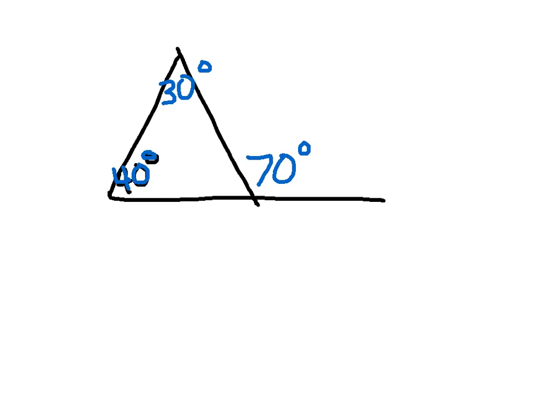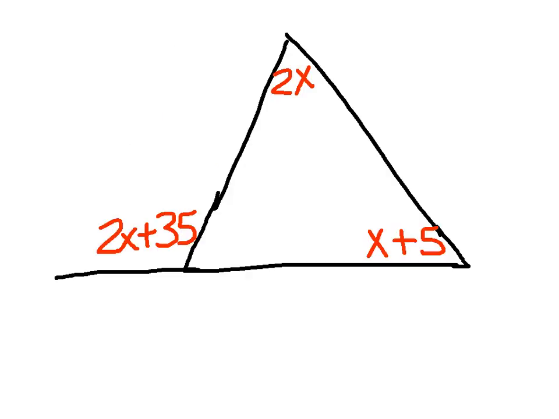Now you might ask, why wouldn't I just find this angle here and then subtract from 180 since these form a linear pair? And that'll work in this case, but you won't always be able to do that. And let me show you an example.